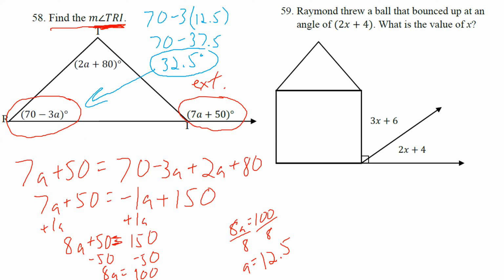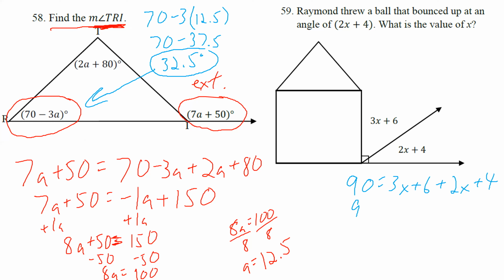All right. For 59, Raymond threw a ball that bounced up at an angle of 2x plus 4. What is the value of x? Well, it's showing us that we have a 90-degree angle with the wall here. And then these two angles together must add up to 90 degrees. So they're complementary. 90 equals 3x plus 6 plus 2x plus 4.